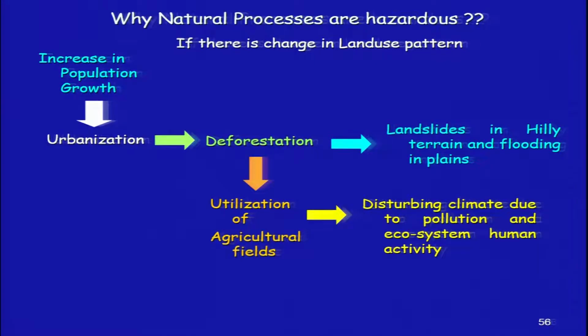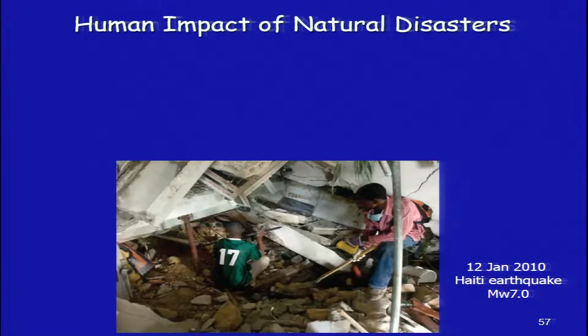So, the aim is how to minimize the life loss and the property loss. If we have a proper understanding of when and where the hazard is going to occur, and what will be the magnitude of that hazard, then we can minimize the effect of that particular hazard. There is an example of the 12 Jan 2010 Haiti earthquake, magnitude 7. So, human impact on natural disaster, we will see a few examples.